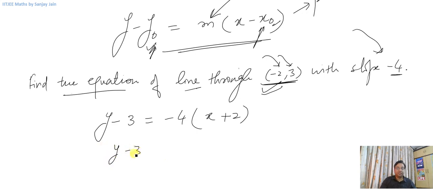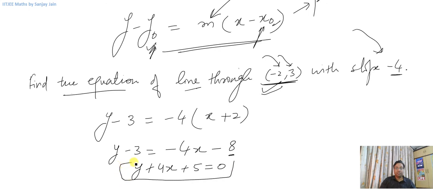So y minus 3 is equal to minus 4x minus 8. So y plus 4x, and if I bring this 8 to the left hand side, 8 minus 3, that is 5, is equal to 0. So this is the equation of the line that passes through this point and has this slope, because this is a unique line, right? This line is a unique line.